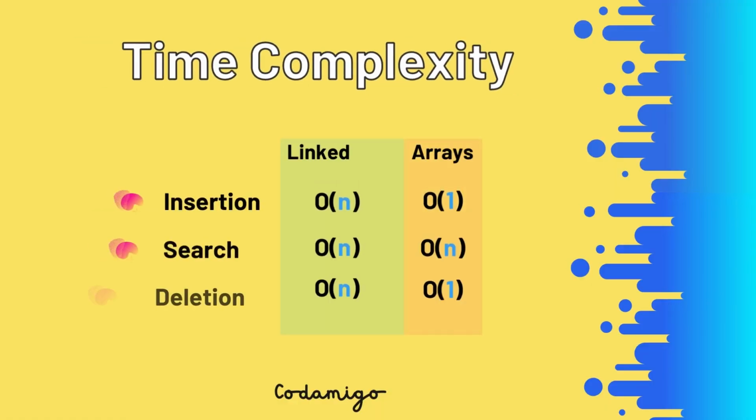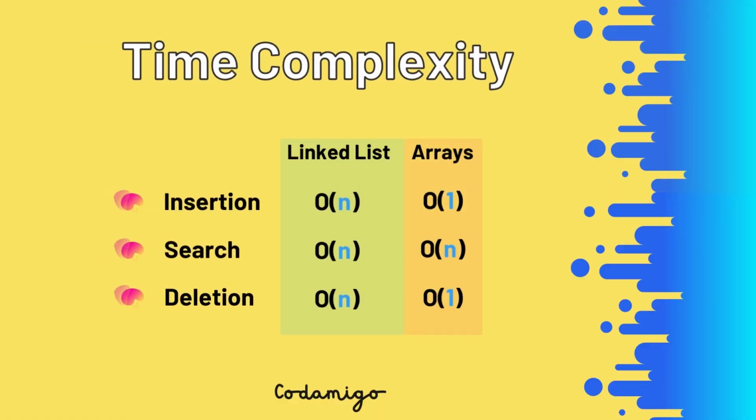Time complexity of inserting a node is big O of n in linked list because we have to traverse all the nodes of a linked list. On the other hand, we know the length of the arrays, and we simply can add one item at the end of arrays, so it takes big O of 1.